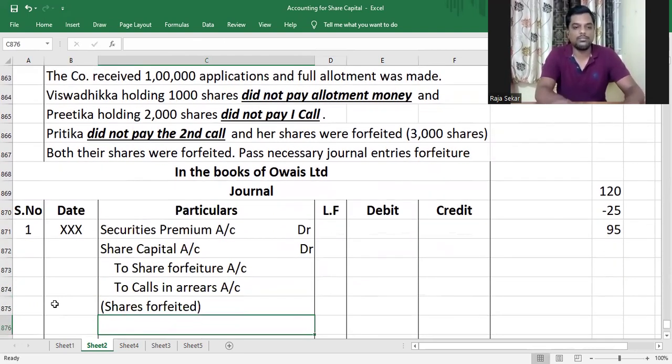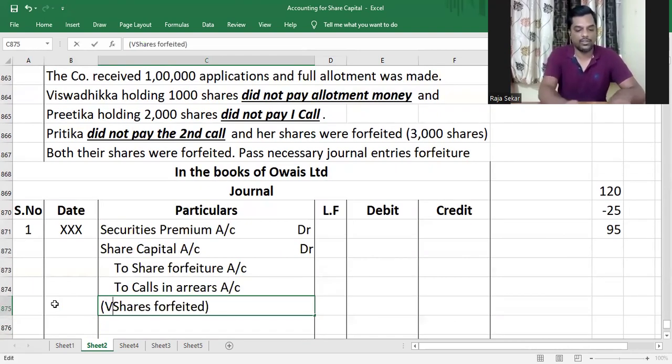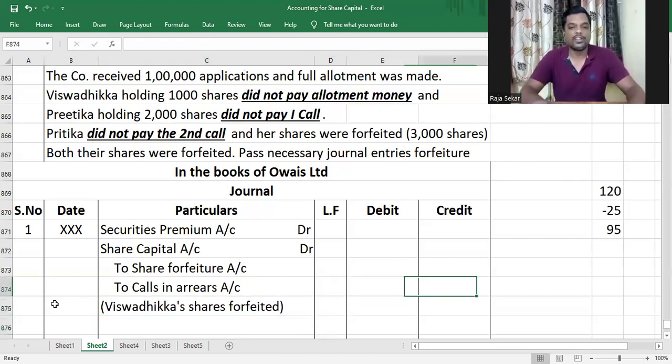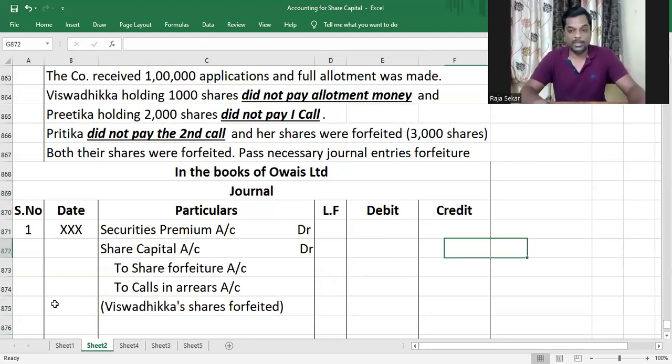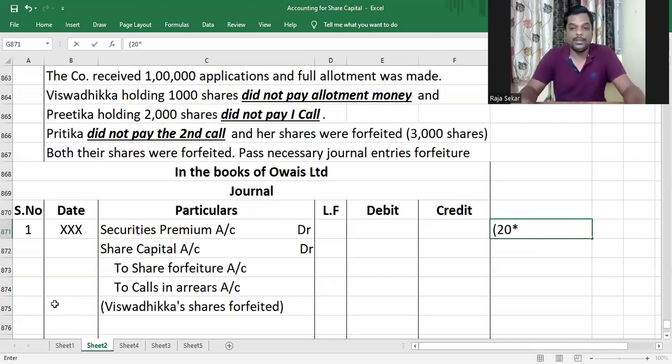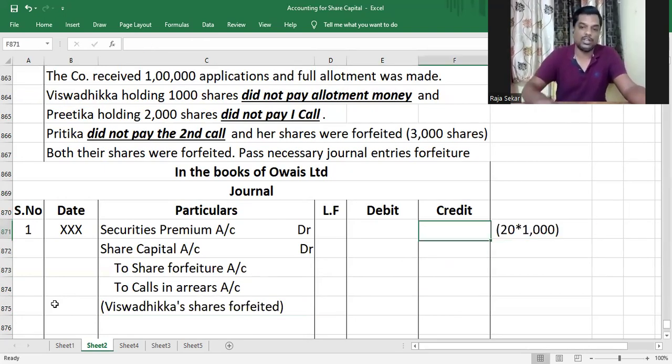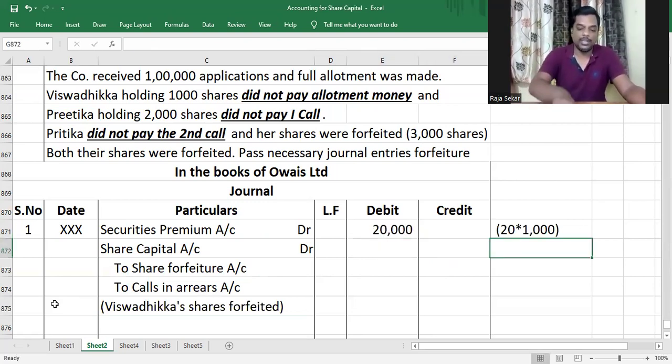Shares forfeited, Vishwadika shares. What amount will securities premium account be debited with? It will be debited with the called up but unpaid portion of premium multiplied by the number of shares forfeited. The called up but unpaid portion of premium in this question is 20 rupees, as Vishwadika did not pay the 15 rupees premium along with allotment and the 5 rupees premium along with first call. So it is 20 rupees into 1000 shares of Vishwadika.